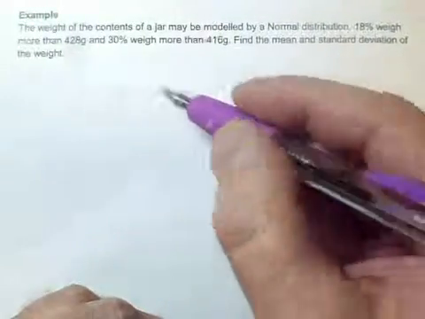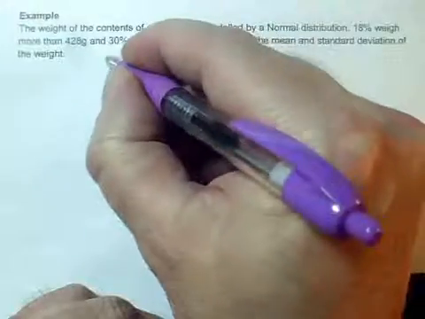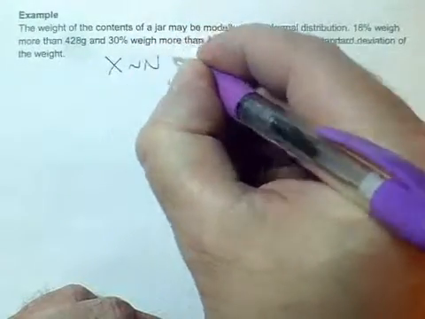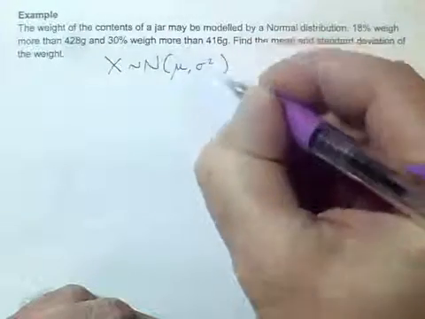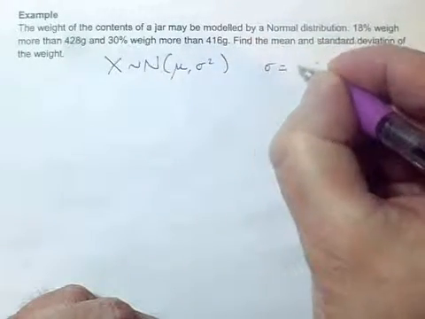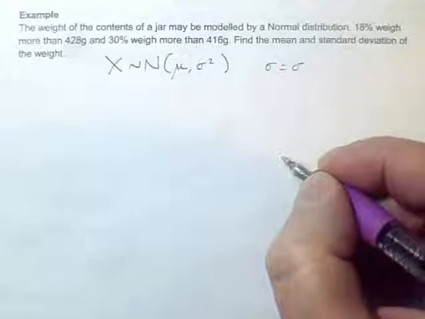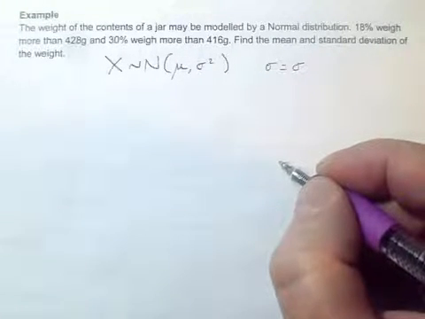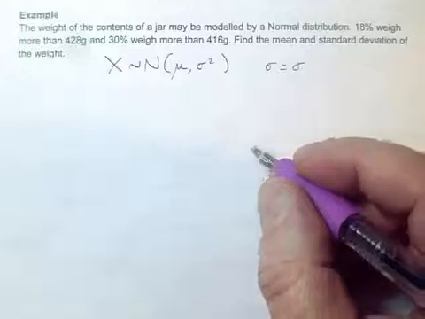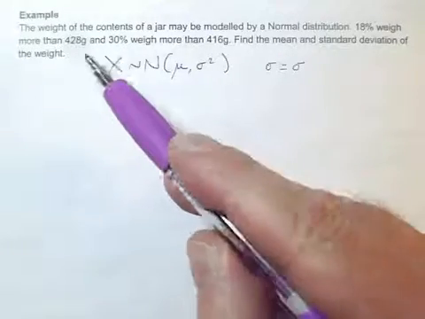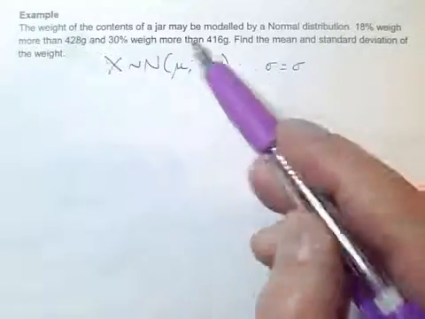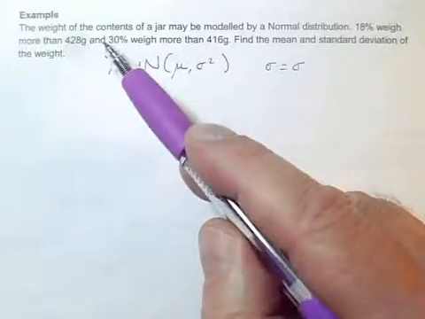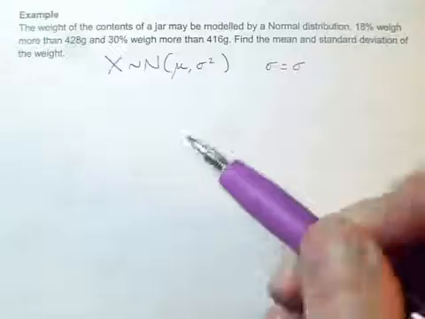So it's about weights of contents of jars. I know that they are normally distributed, but all I can do is write down mu and sigma squared, and say that sigma, I'm just using the symbol sigma for the standard deviation. Okay, and I've got to then use the given values of 428 and 416 on pictures, and I need to show the 18% and 30%.